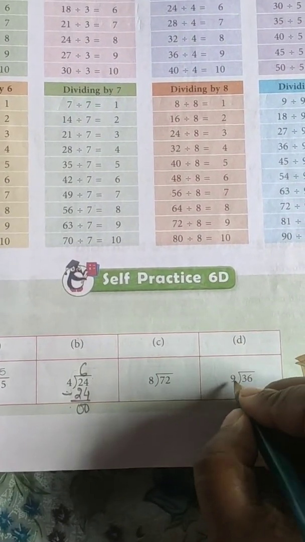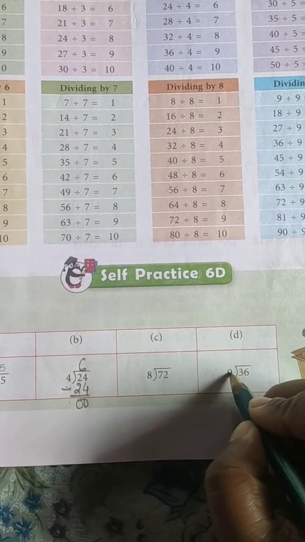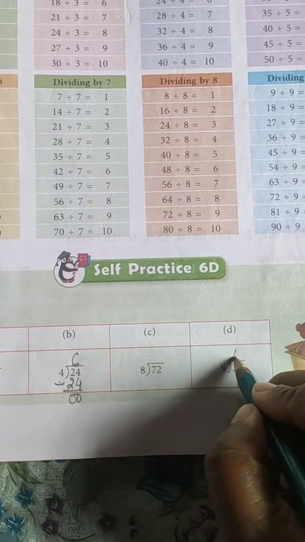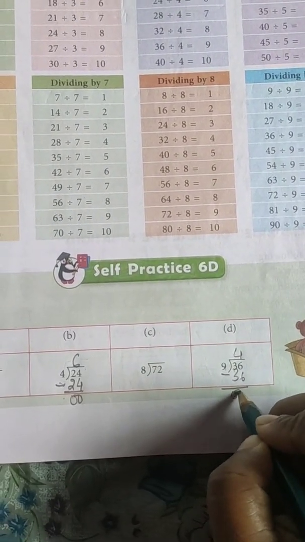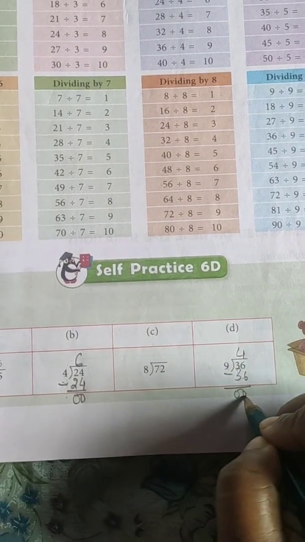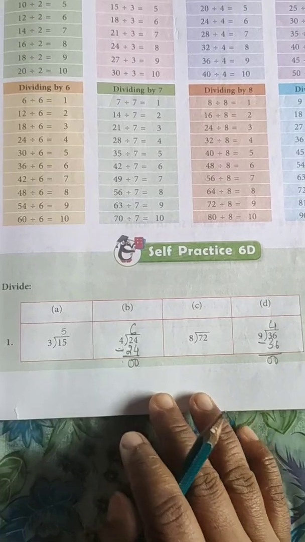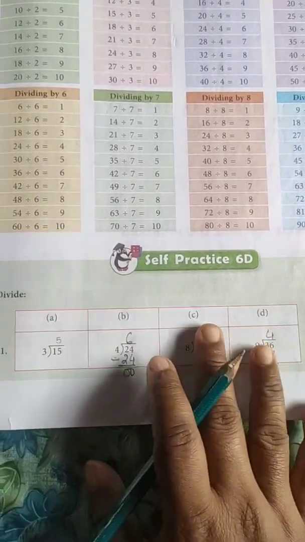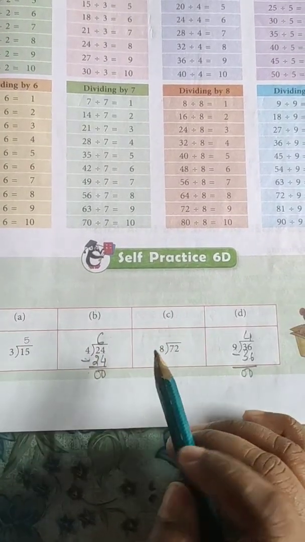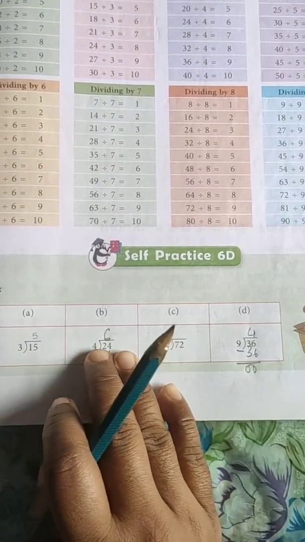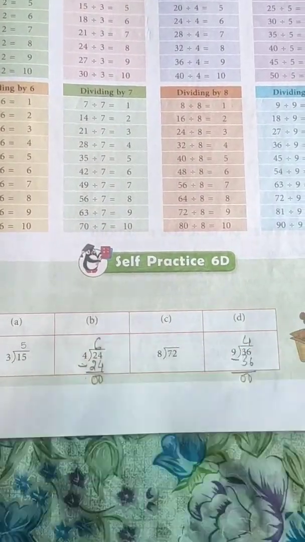Again, this one I will do now. 9 ones are 9, 9 twos are 18, 9 threes are 27, 9 fours are 36. So we will subtract. So what is the quotient? Quotient is 4 and 0 is the remainder. Here they have not asked you to write the quotient and remainder, they have just asked you to do the division. These are simple divisions, so if you want you need not write this, but I will suggest you to write it.